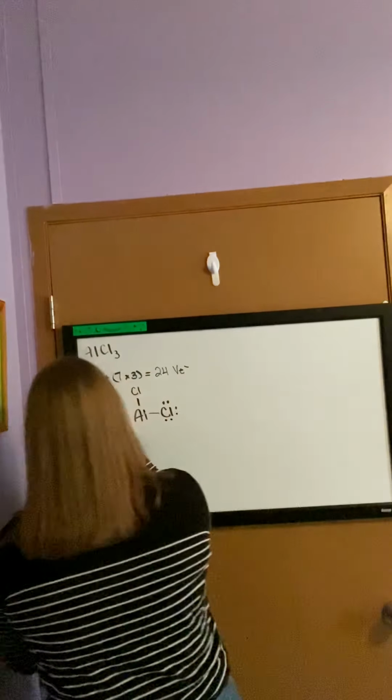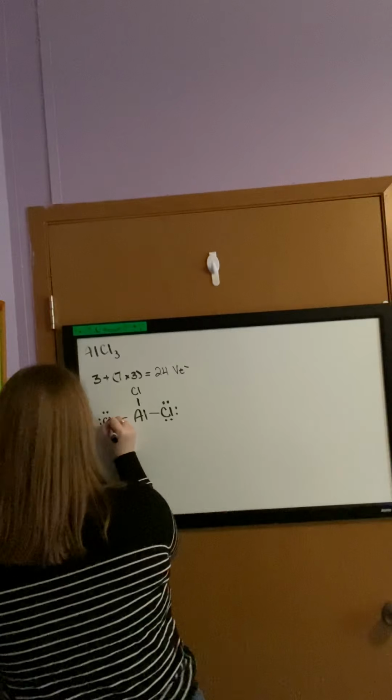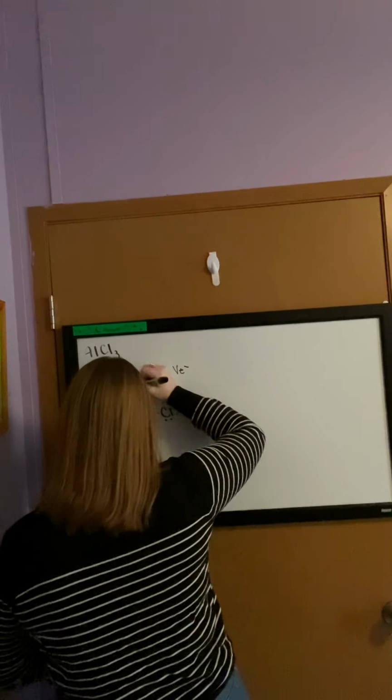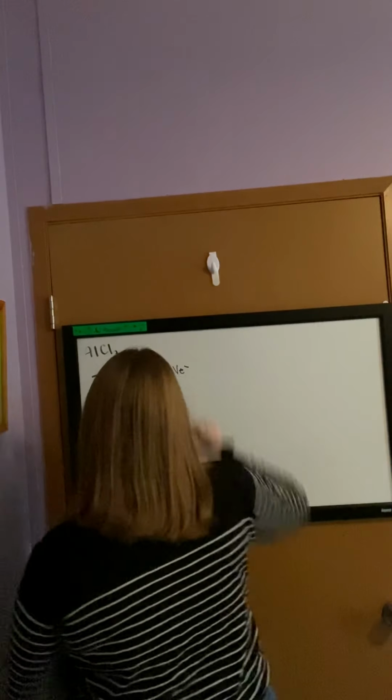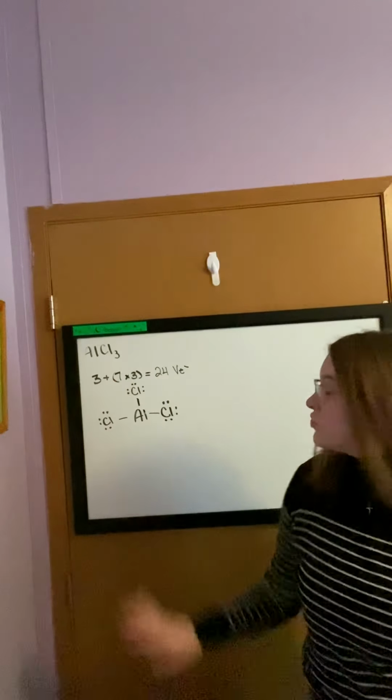This is the rule of octet. Every atom wants to fill this rule of octet except hydrogen and helium. They can only form 1 bond. So here is my drawing.